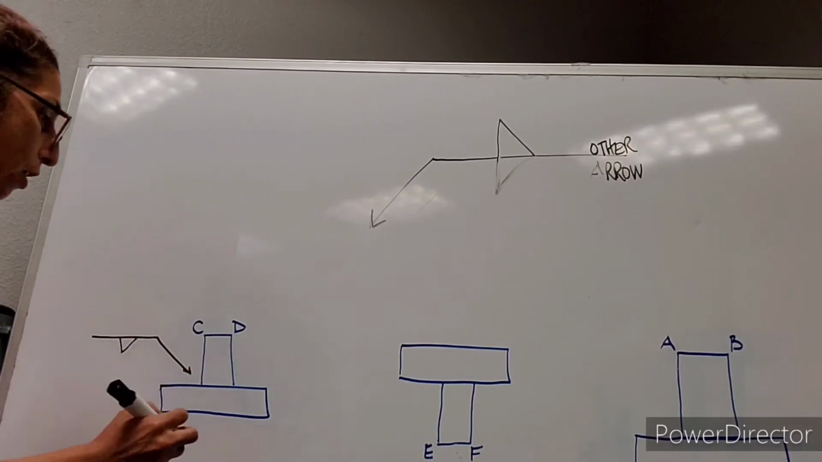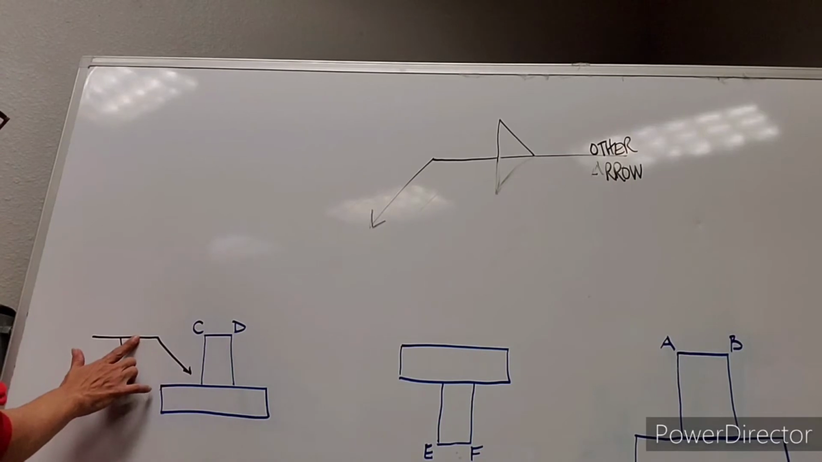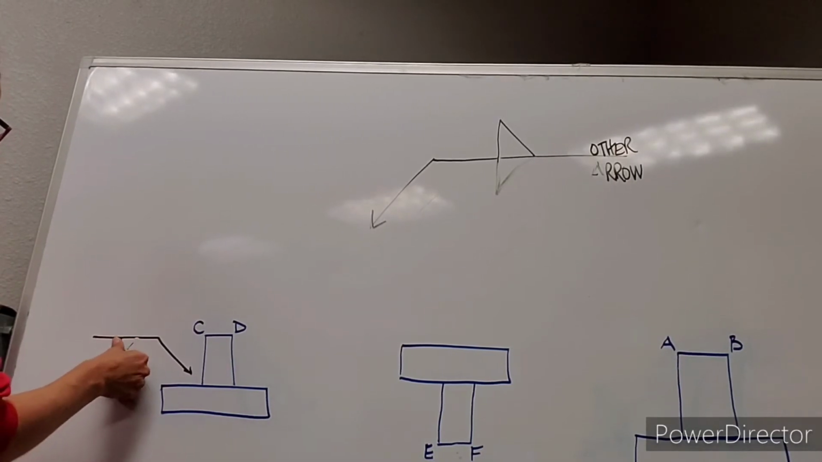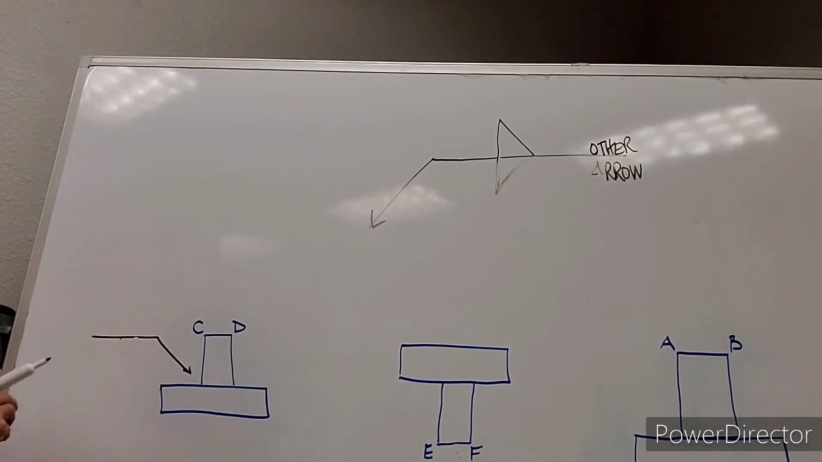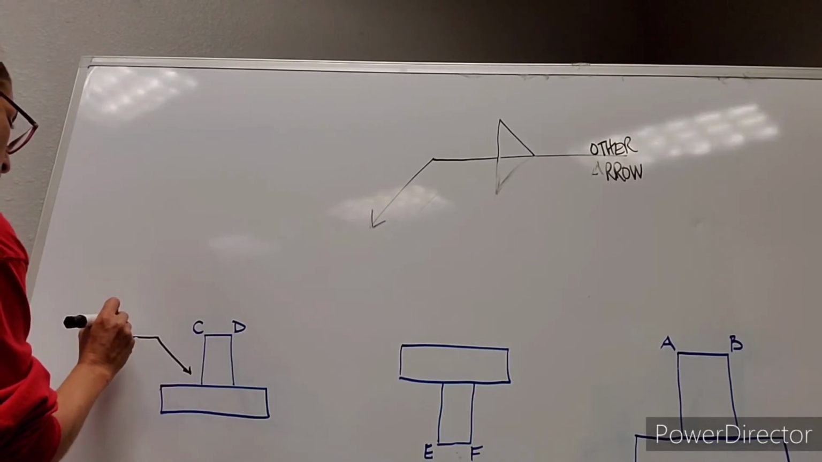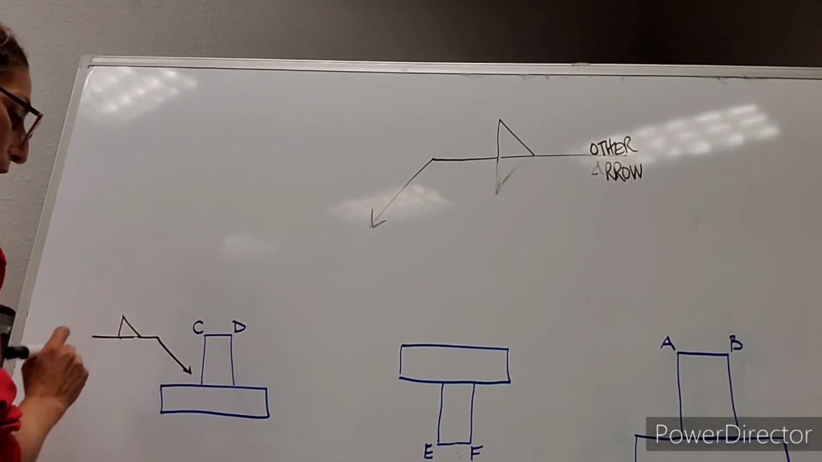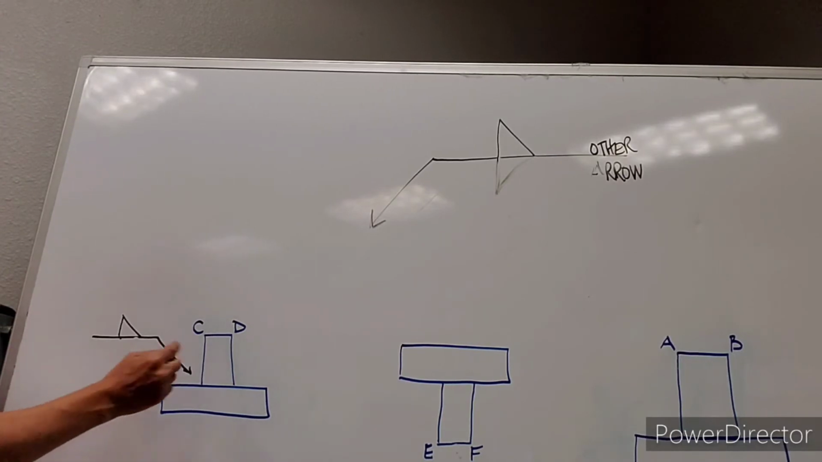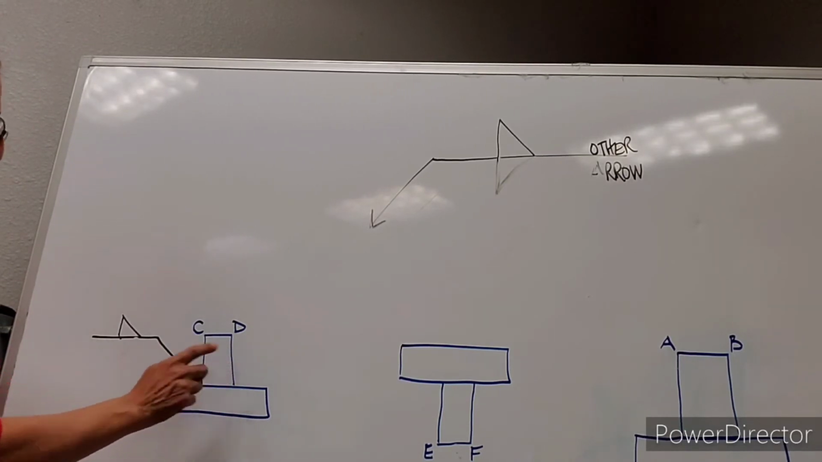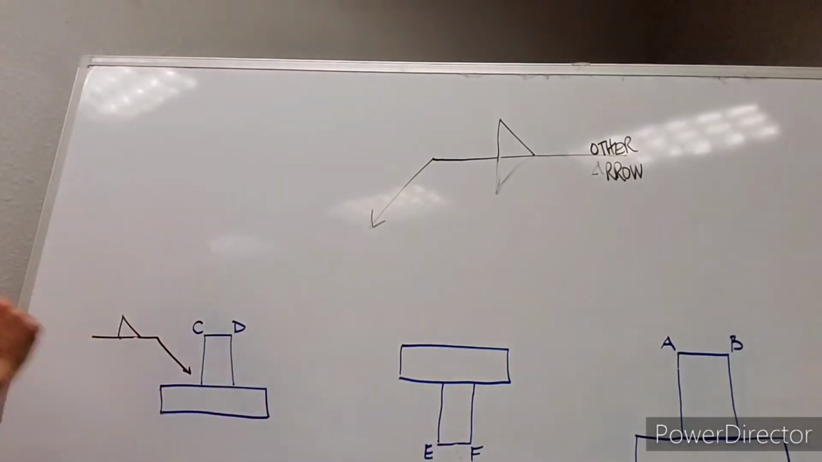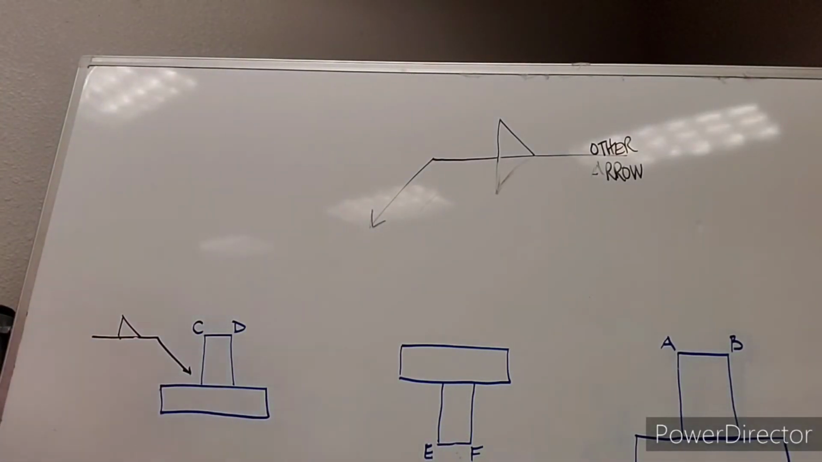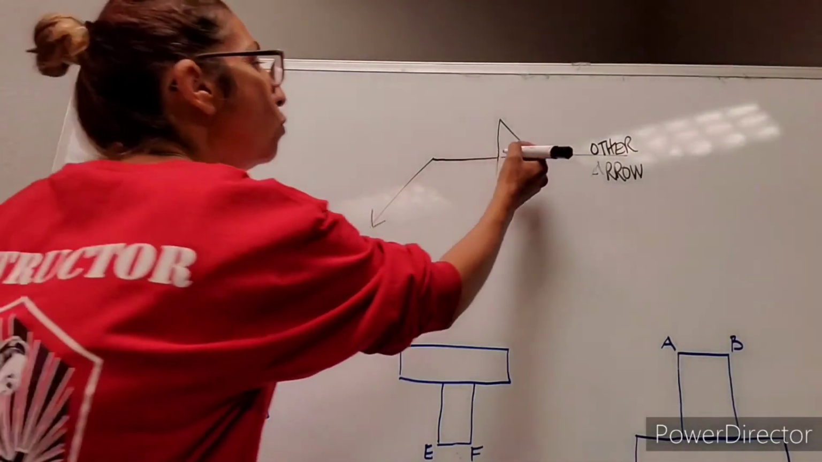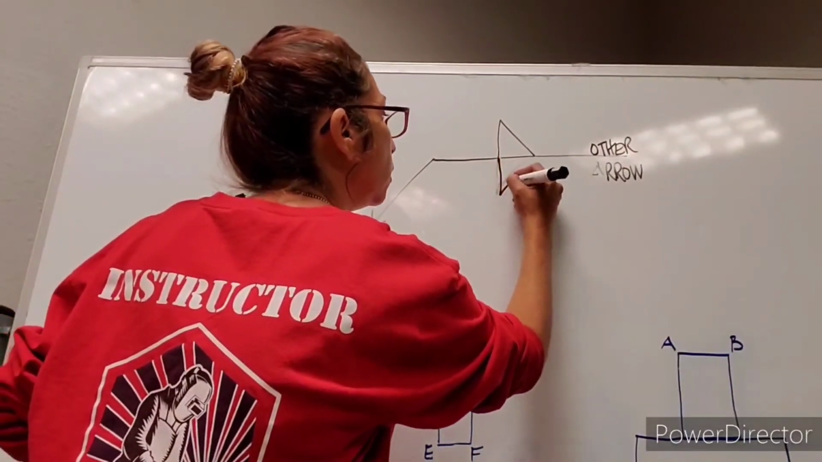All right, now let's look at another one. Same arrow, but our symbol is on the other side, which makes this where? Where does my weld going to go? My weld is going to go on side D, okay? Because that is the other side of the weld. All right, making sense?